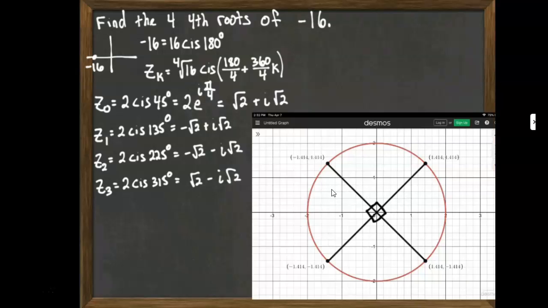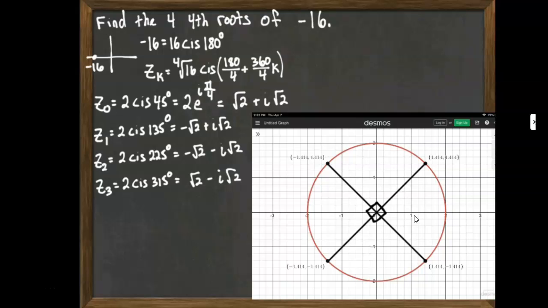The final thing I wanted to show you here was the picture. Square root of 2 plus square root of 2 i, negative square root of 2 plus square root of 2 i, negative square root of 2 minus square root of 2 i, and finally square root of 2 minus square root of 2 i. There are my 4 roots on a circle of radius 2, which is the magnitude of the fourth root of 16. And of course, they're all spaced by 90 degrees, so these are all right angles in between each of these. Okay, and so those are our fourth roots of negative 16.